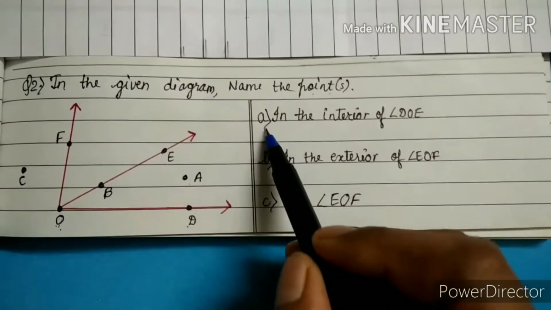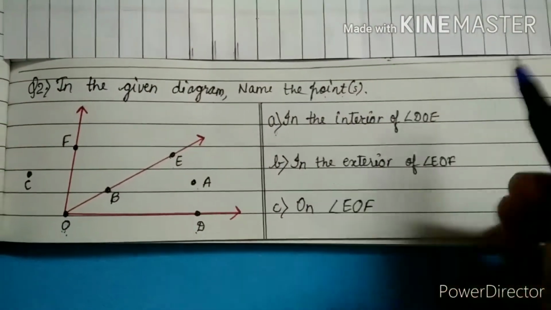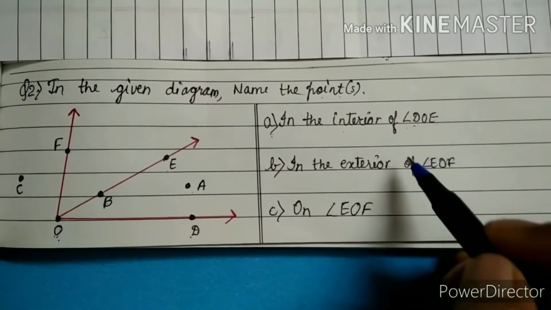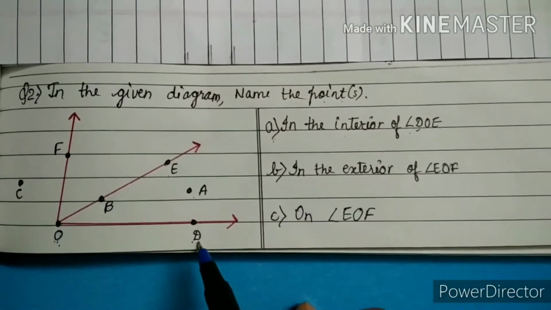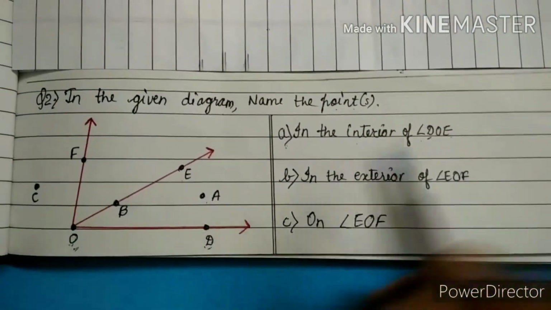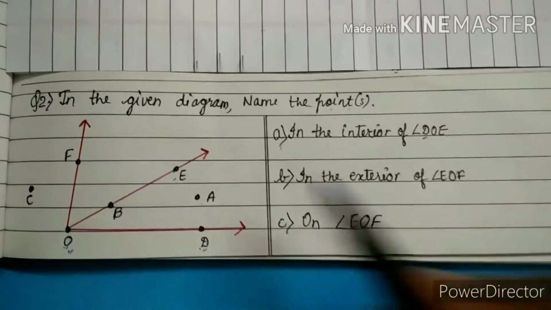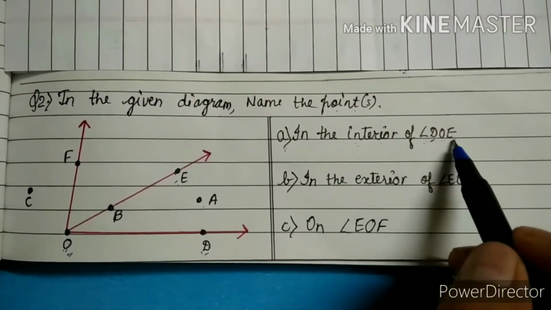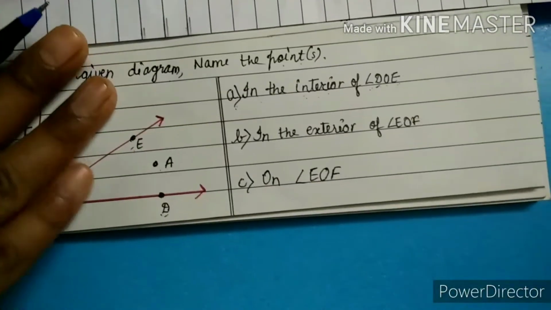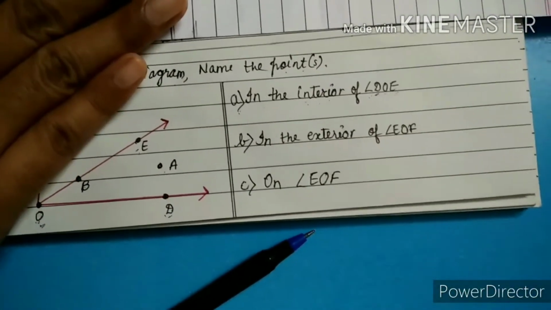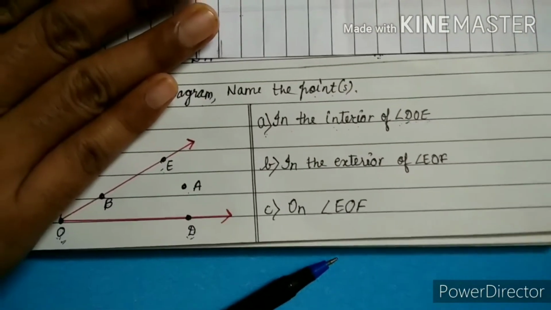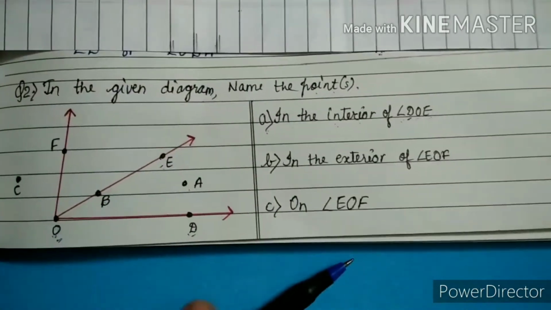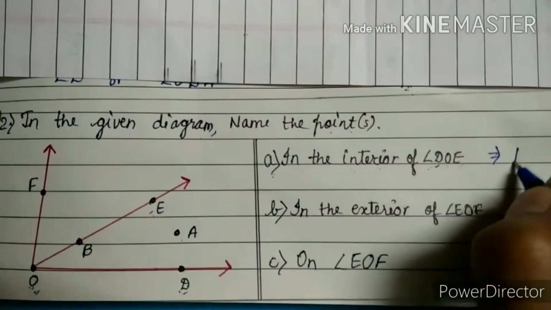Now the first part: A point in the interior of angle DOE. So firstly we will see where is D. D is here, O here and E is here. The question says we have to see the interior. In the interior of angle DOE, it means only this much portion. In this portion, which point is in the interior? As you can see, only A is inside the figure. So our answer is A.